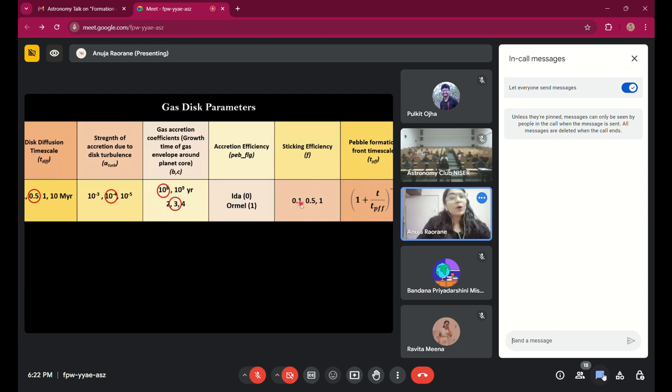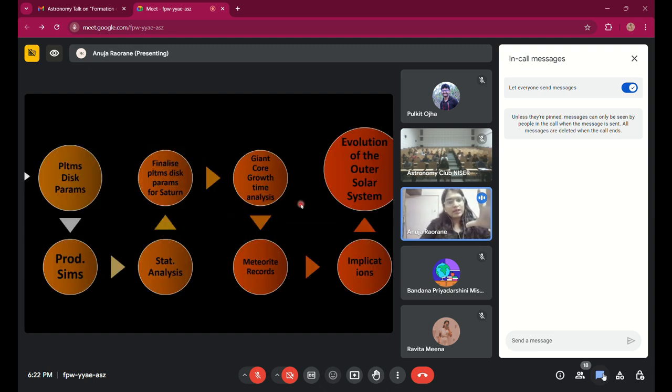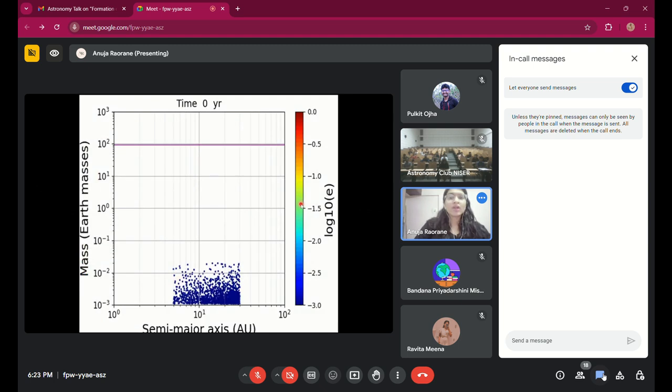Moving ahead, once we got these gas disk parameters, we went into the planetesimal disk parameters. I'll explain what a planetesimal disk is in the next slide. So we discussed the planetesimal disk parameters. We ran some simulations. The main statistical analysis happened on this, and once we got all the parameters from the gas disk and the planetesimal disk, we looked into the growth time and the total evolution of the outer solar system.